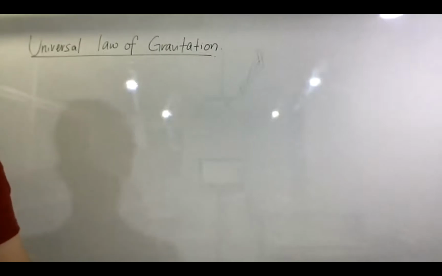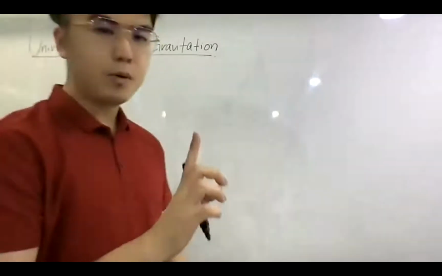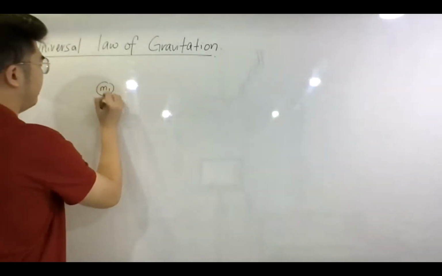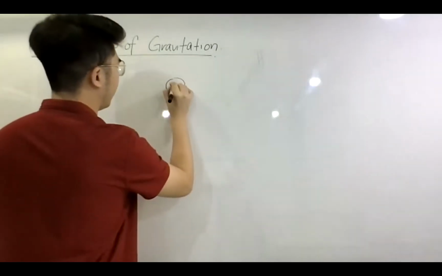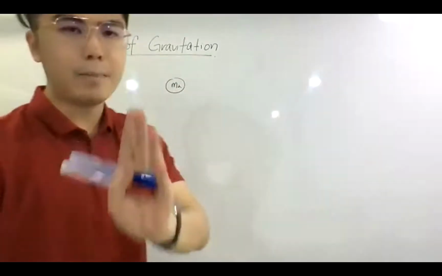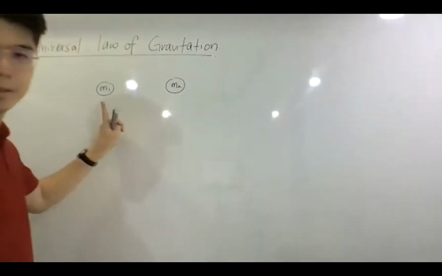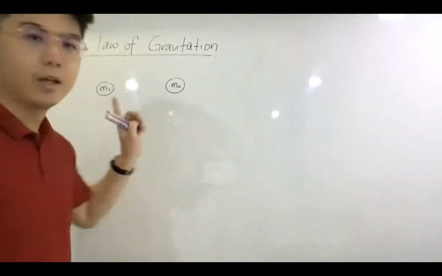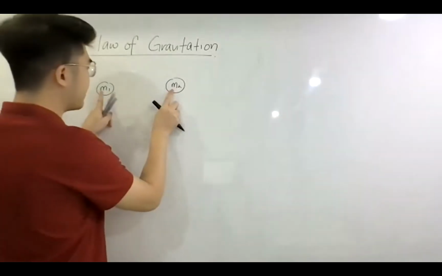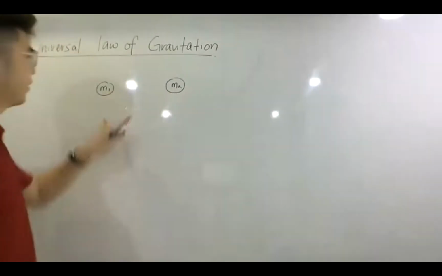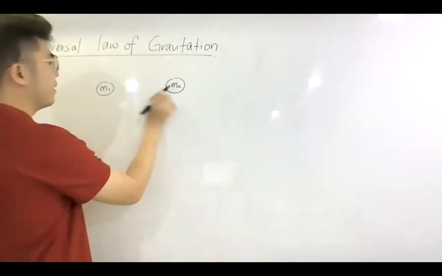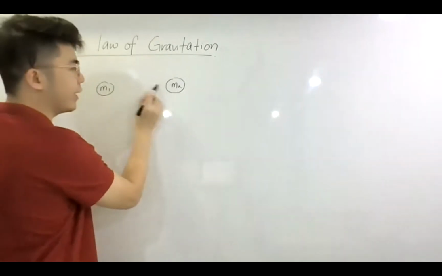Universal law of gravitation. Suppose that we have two masses, M1 and M2. Gravity comes from mass. When you have mass, you have gravity. So if I put two masses separated at a distance, then this mass will attract this mass.